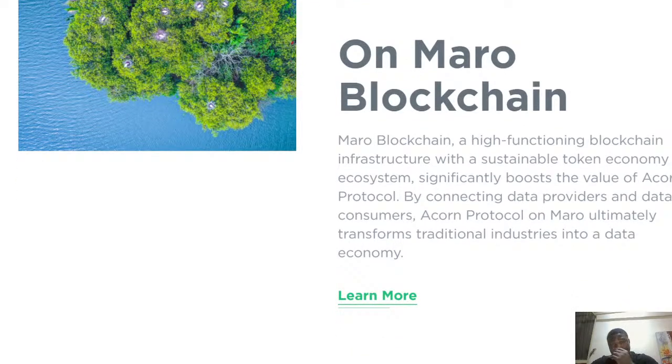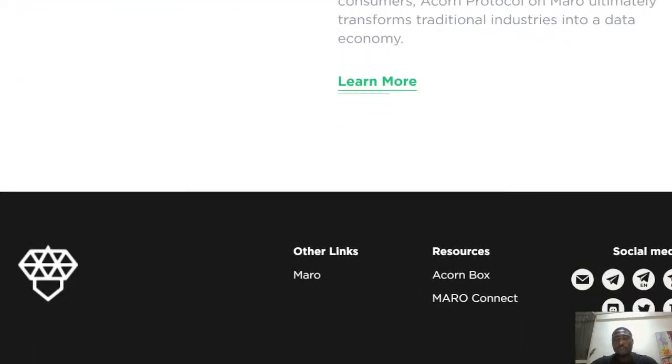Micro blockchain is a high functioning blockchain infrastructure with a sustainable token economy ecosystem, significantly boosting the value of Anchor Protocol by connecting data providers and also data customers. Anchor Protocol on micro opportunity transforms traditional industry into a data economy.